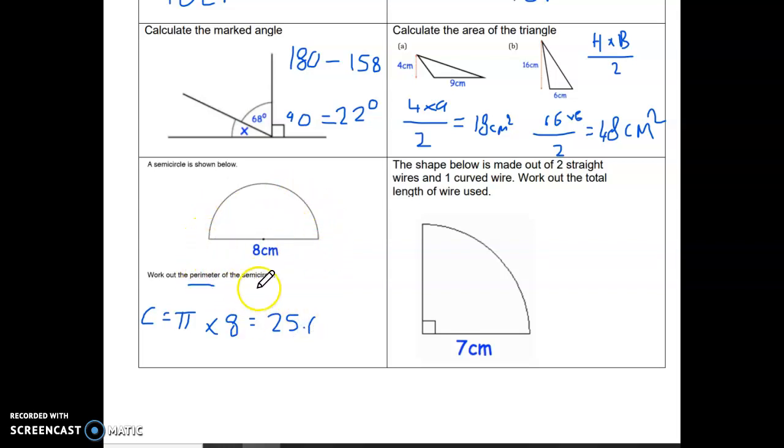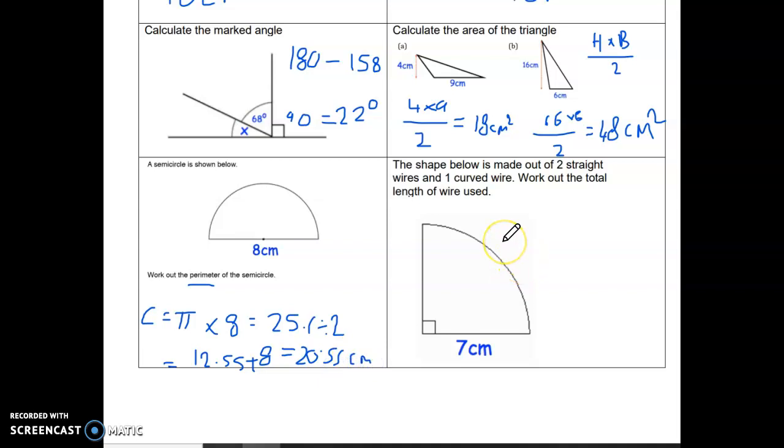The only thing is, I don't have a whole circle, I've got half a circle, so I'll divide that by 2. 25.1 divided by 2 gives us 12.55. That's the curved distance, that's all that there. If I want the perimeter for the whole shape, what I then have to do is plus that 8. So plus 8, so 20.55 centimeters.